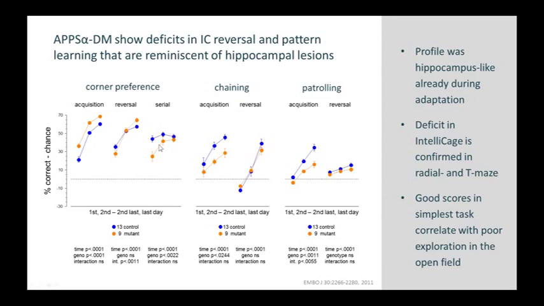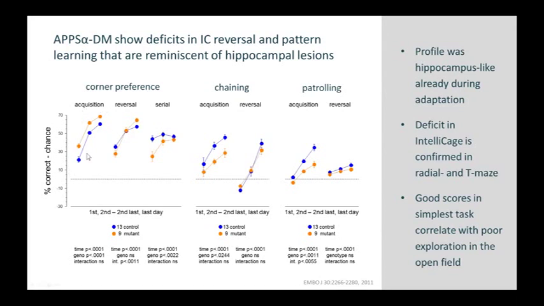So they are impaired in serial reversal, in training and patrolling, although their impairment is milder. As training goes on, they are eventually able to catch up with controls in most of these tasks. And this is completely in line with the findings that we had when we tested them in conventional hippocampus-dependent tasks. For instance, in the 8-arm radial maze, they were also impaired compared to controls.